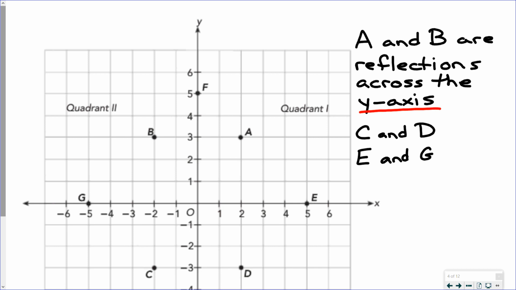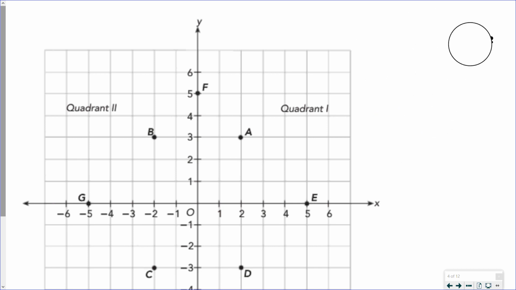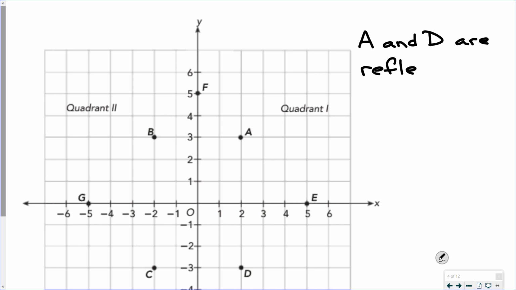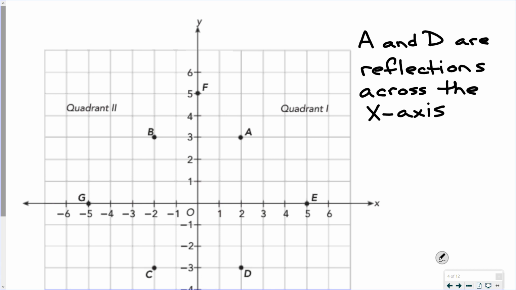I'm going to clear a couple things here again. Now we don't just get reflected across the y-axis, but we can also have reflections across the x-axis. So A and D are reflections across the x-axis. So once again, we look at our ordered pairs. A is 2, 3. D, which is down here, is 2, negative 3. We're reflecting across the x-axis. Our x coordinates are the same. Our y coordinates are opposites, very similar to when we reflected across the y-axis.